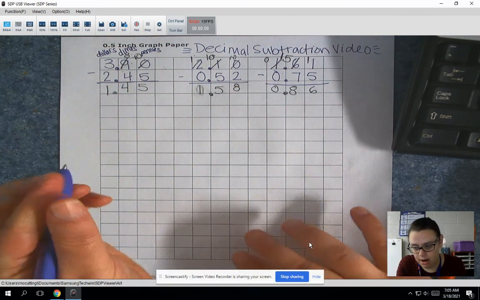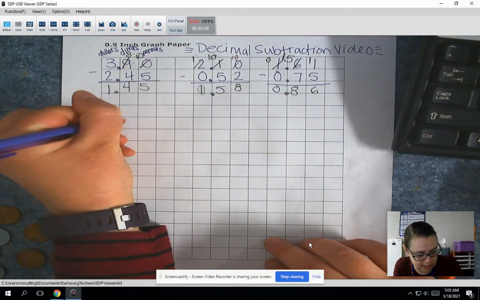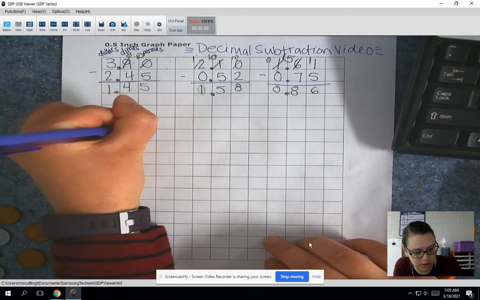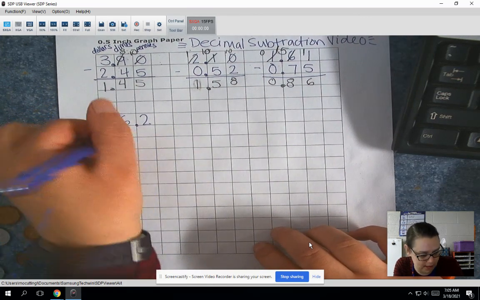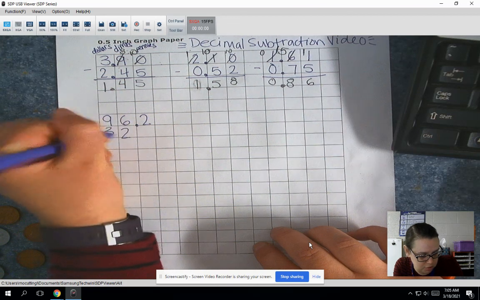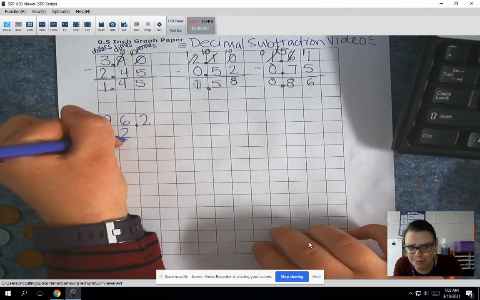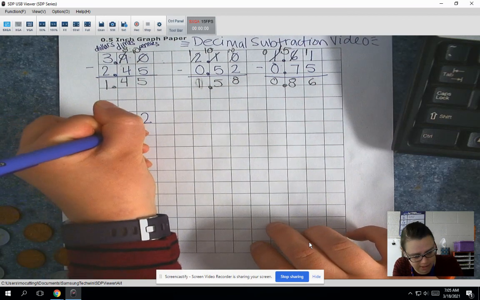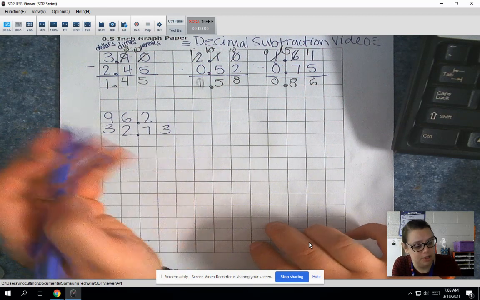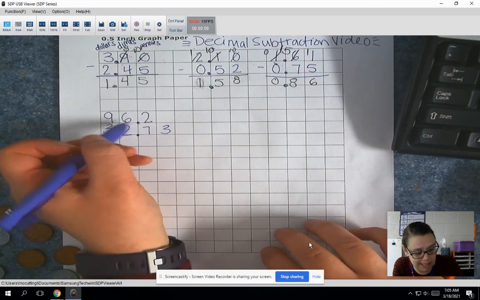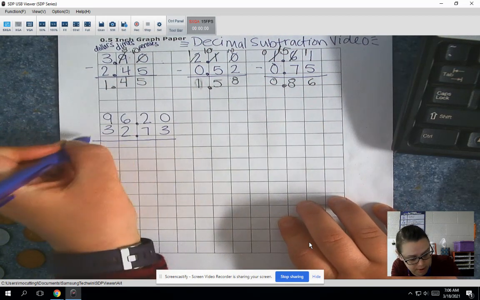All right. So now I'm not going to model this with money, but I have 96.2, and I need to subtract 32.73. So my whole numbers are lining up, my 10s with my 10s, and my 1s with my 1s. And then we have a 73. I don't like this hole right here. So I know that 96.2 is the same as 96.20. That doesn't change the value, so I'm going to put that 0 in there.